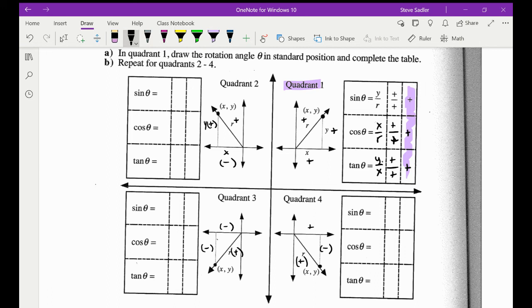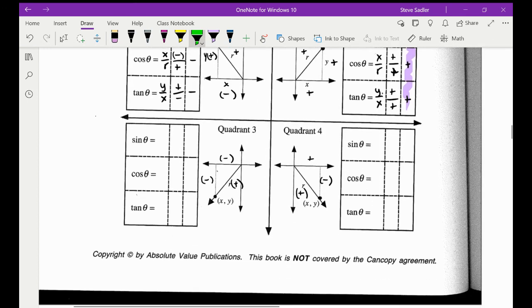In quadrant 2, sine is y over r, which is positive over positive. Sine is a positive overall value. Cos is x over r, where x is negative and r is positive. So we have a total overall value of negative. And tan is going to be y over x, where y is positive and x is negative. So we have an overall negative value. So you can see in quadrant 2, only the sine is positive. The rest are negative.